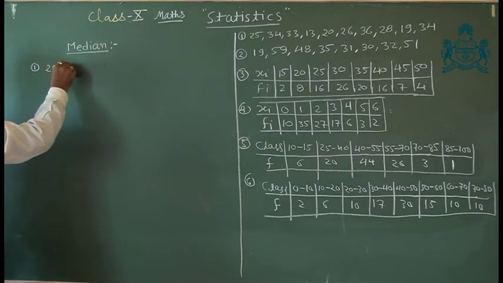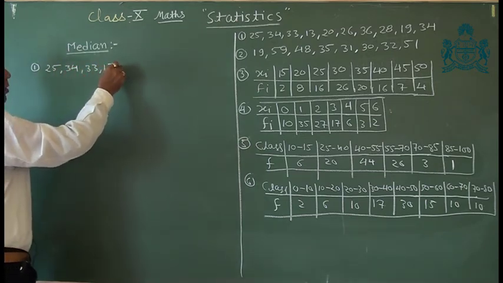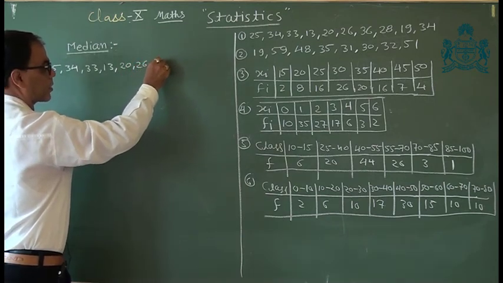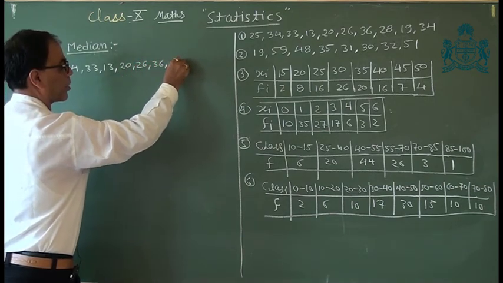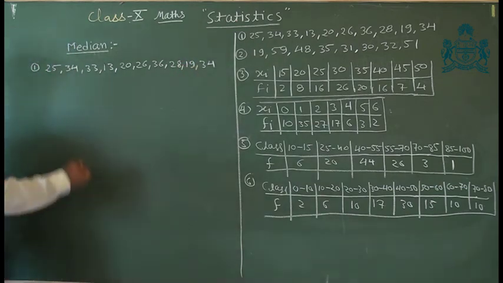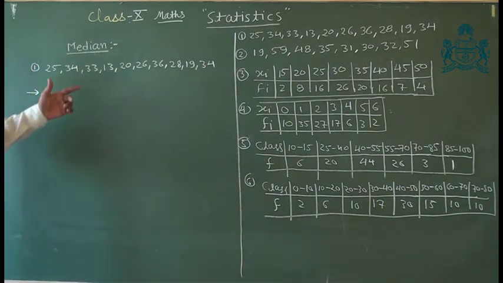25, 34, 33, 13, 20, 26, 36, 28, 19 and 34. Arrange the observations in ascending or descending order.